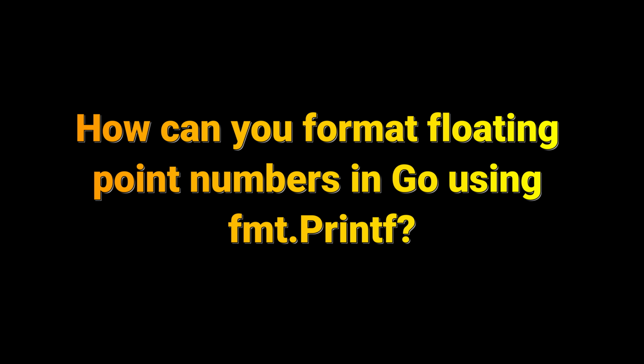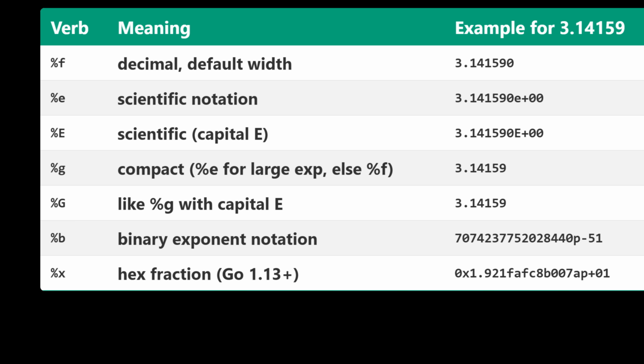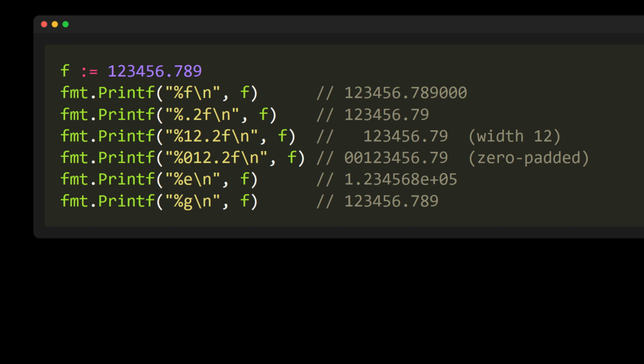Question: how can you format floating point numbers in Go using fmt.Printf? Answer: in Go, you can format floating point numbers with fmt.Printf using different verbs. The f verb prints the full decimal value. You can limit decimal places with something like %.2f. You can also set a minimum width, for example, %12.2f, or pad with zeros using %012.2f. If you want scientific notation, use %e. If you want a shorter or cleaner representation, use %g.